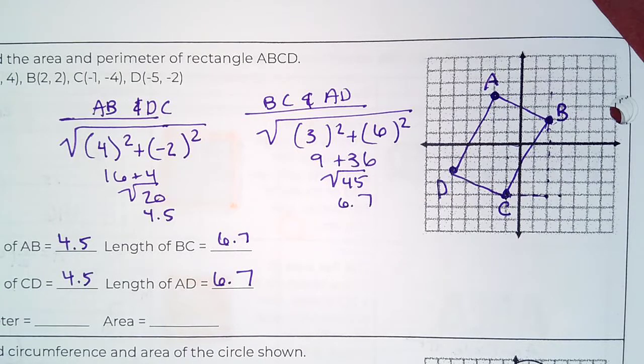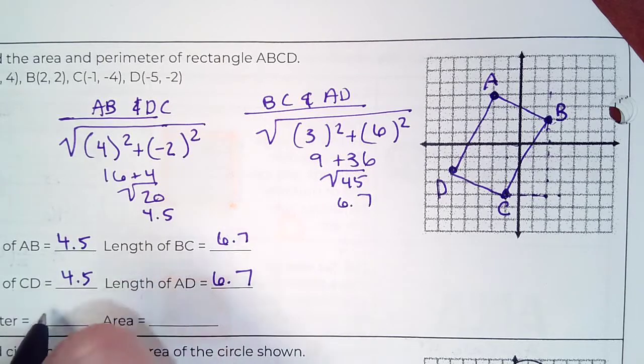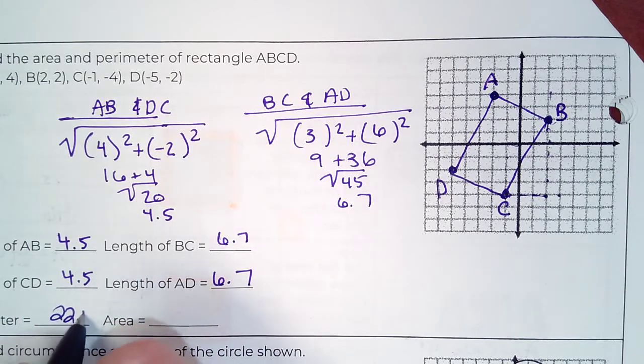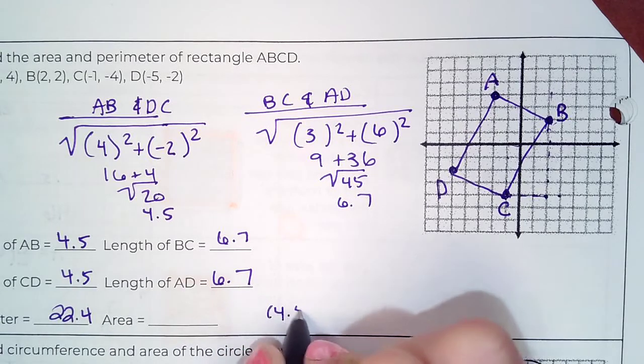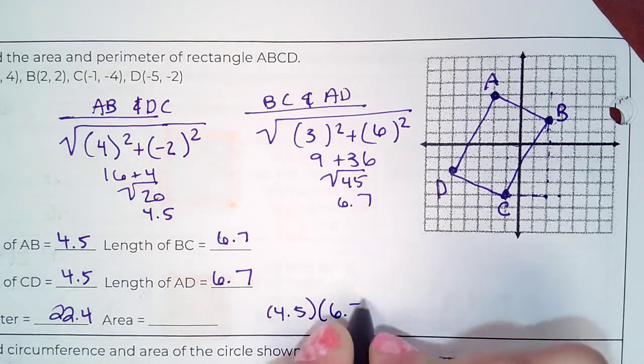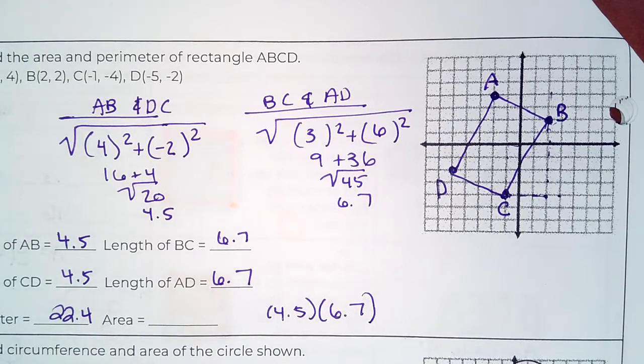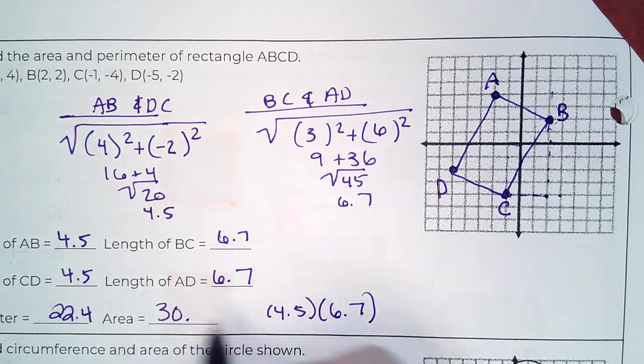Okay. So now the perimeter is me adding these up. I'm getting 22.4. And then area is length times width, so 4.5 times 6.7. So 30.15, or you could write 30.2.